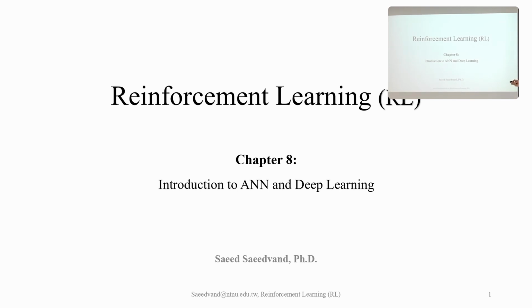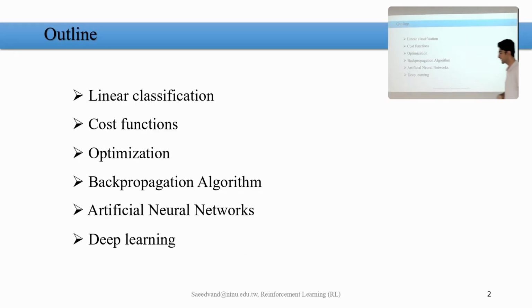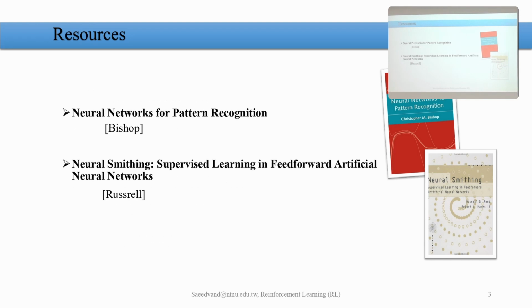We are going to talk first about artificial neural networks, then I will introduce the deep learning techniques and we will see what it is. First of all, we will talk about linear classification. What does it mean generally? We will talk about the cost functions. We will talk about the optimization. We will talk about the backpropagation algorithm and neural networks in general, and finally we end today's course with deep learning techniques and what the important parts are over there.